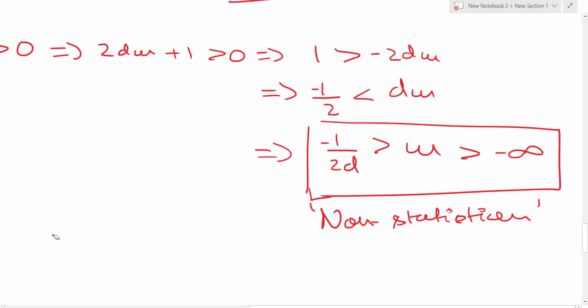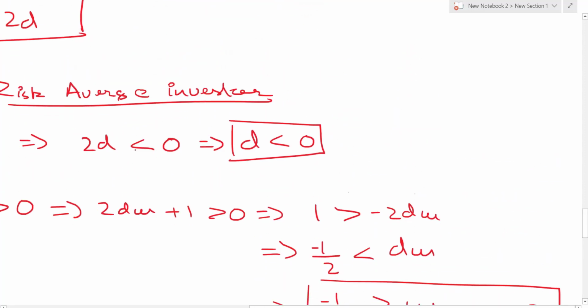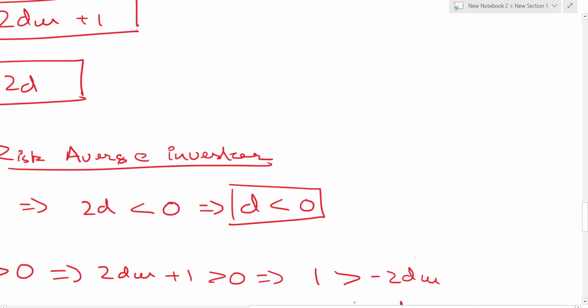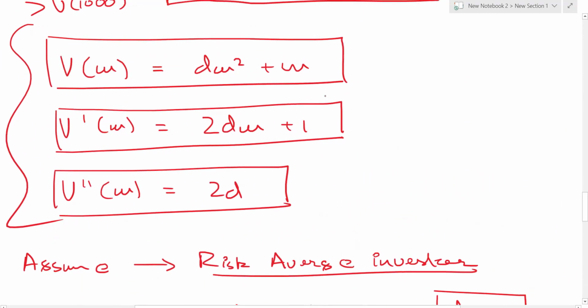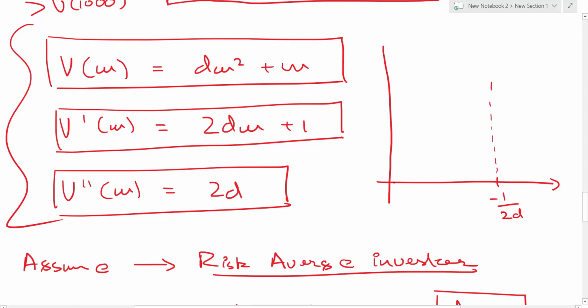If you draw the graph of this, what does the utility function look like? The utility function is dw square plus w. It's a quadratic function, right? From minus infinity all the way up till minus 1 upon 2d, it's increasing. After that it will start decreasing, right? And at 0 the value is 0, obviously.